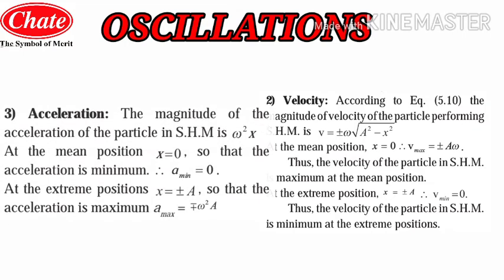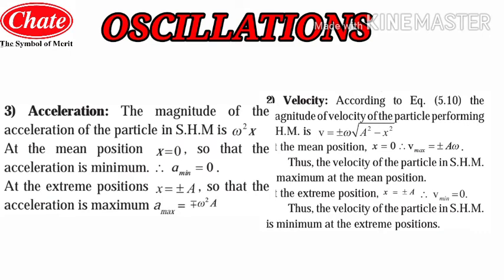Now students, we will see further for the acceleration. The magnitude of the acceleration for the particle in SHM is given as omega square x. So this is the simplest and easiest equation for the acceleration, which is omega square x. Now we are going to check this acceleration at the mean position and at the extreme position. So we will look at the two cases. First of all, we will look at the mean position.